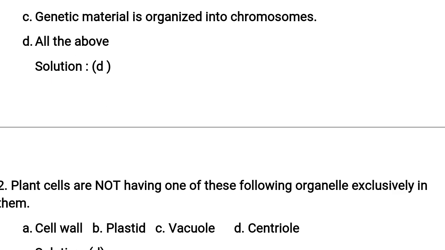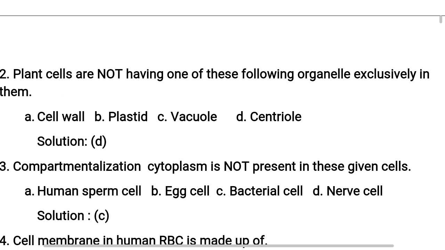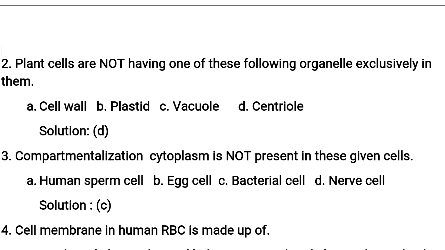Right? Now let's see second question. Plant cells do not have one of the following organelles exclusively in them. So now let's see options. A. Cell wall. B. Plastid. C. Vacuole. D. Centriole. So the correct option for this question is option D. Centriole.